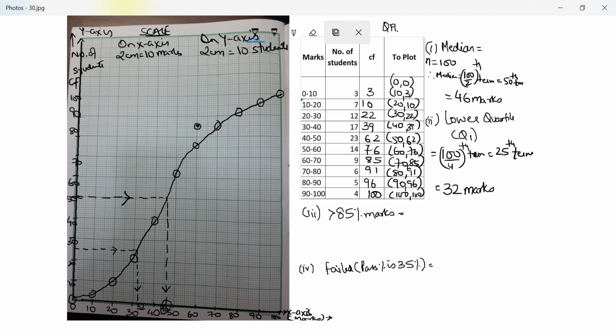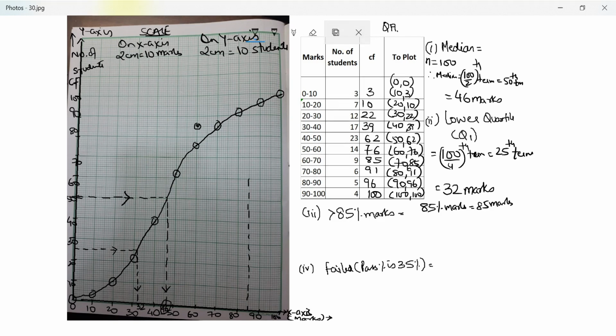Let's look at part 3. Number of students who obtained more than 85% marks in the test. So how many are 85% marks? 85% marks out of a test of 100 marks is equal to 85 marks. So let's look at where 85 marks are. Here, this is where 85 marks are. In this case, I am starting from the x-axis. So from the x-axis, I draw a perpendicular onto the ogive.